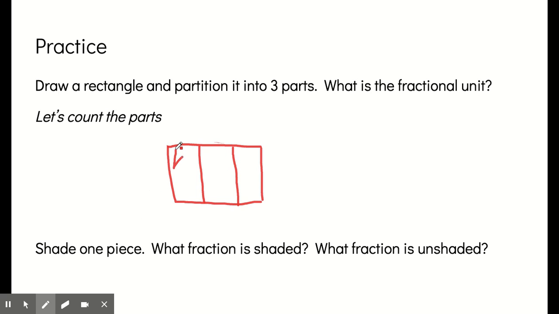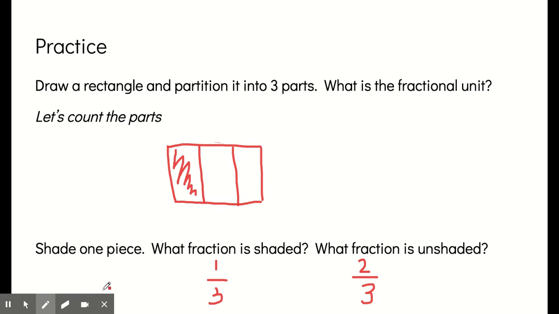It says now, shade one piece. Doesn't matter which one I shade, I'll just color this one in. And the question is, what fraction is shaded? Well, I know that each of these pieces is 1/3 of the whole. So I'm looking here, one piece would just be 1/3. Now, what fraction is unshaded? I know each piece is 1/3, so I'll count by that. 1/3, 2/3. 2/3 of the whole is unshaded.